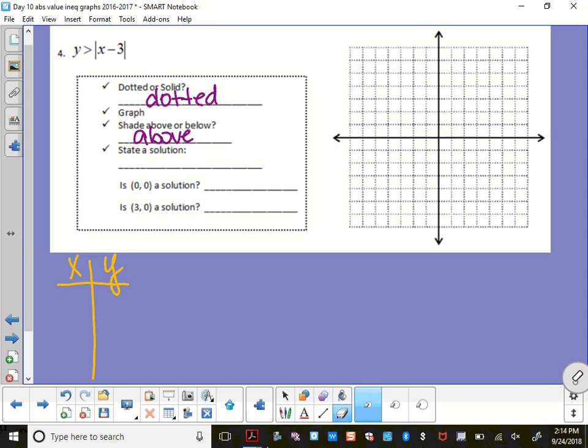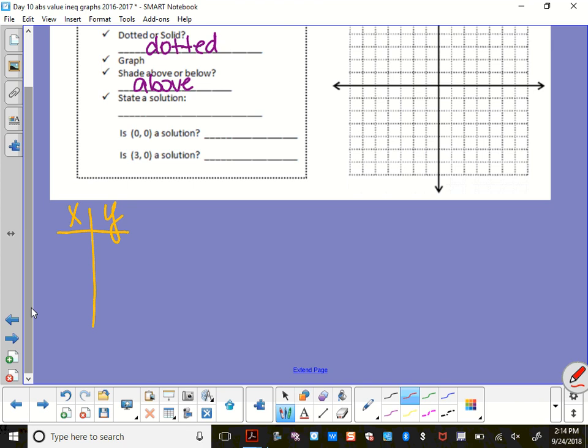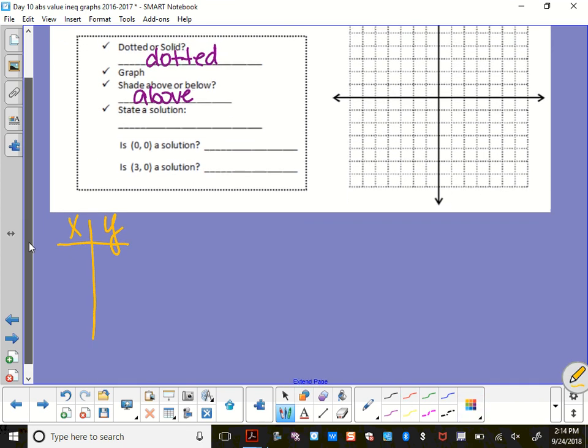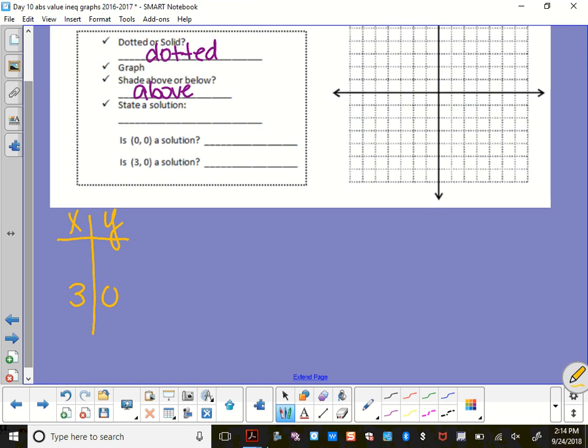So what's my vertex? (3, 0). Good job. Positive (3, 0). All right, so in your calculators, let's get 2 points above, 2 points below. Does anyone need help putting this into their calculators? I can come around and help you.